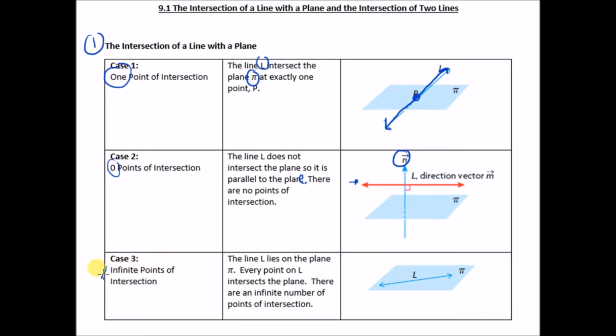And then case three, infinite points of intersection. This is when the line is actually contained in the plane. So the plane contains the line, and every single point on this line also lies on the plane.